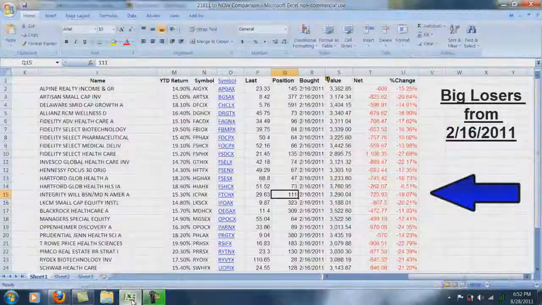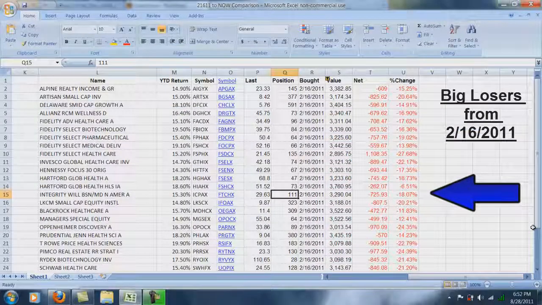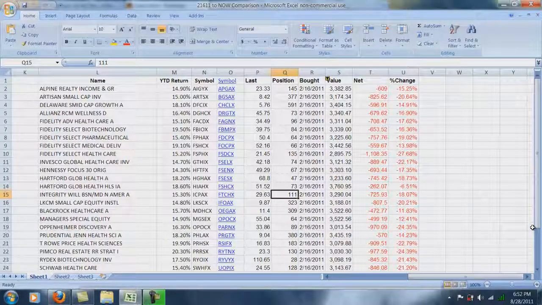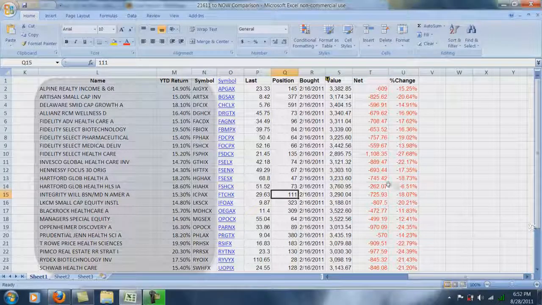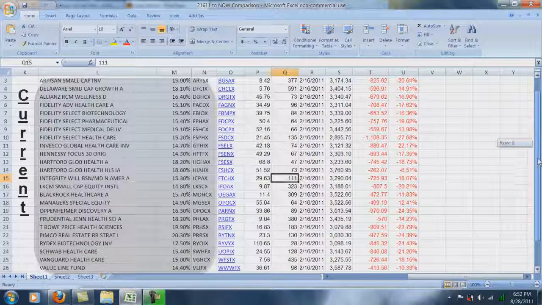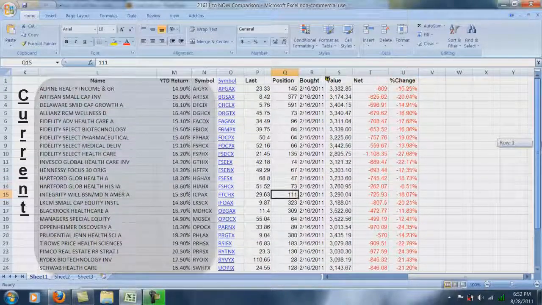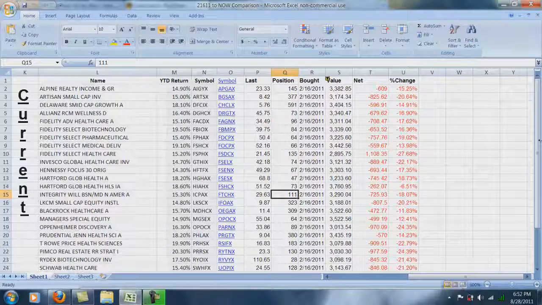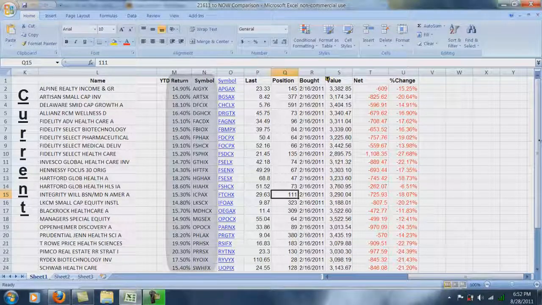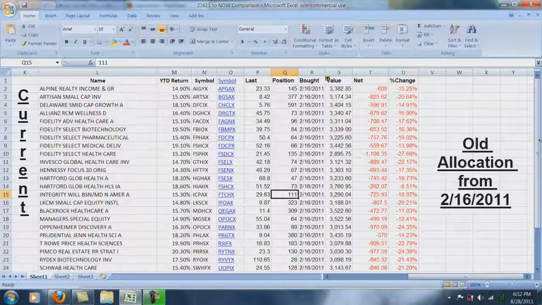So what I've done is I've taken all of these from ClearStation here, and I've brought them over into a spreadsheet to show you the difference between today and 6 months ago. Here in alphabetical order are the ones on the left-hand side. Here's name, year-to-date return, and symbol. These are the ones that 401k Science is in today. You'll notice that the ones on the left-hand side in the black print are 14.9% up year-to-date, 15% year-to-date, 18.10% year-to-date, etc., etc. And on the right-hand side is the list that I brought in from ClearStation.